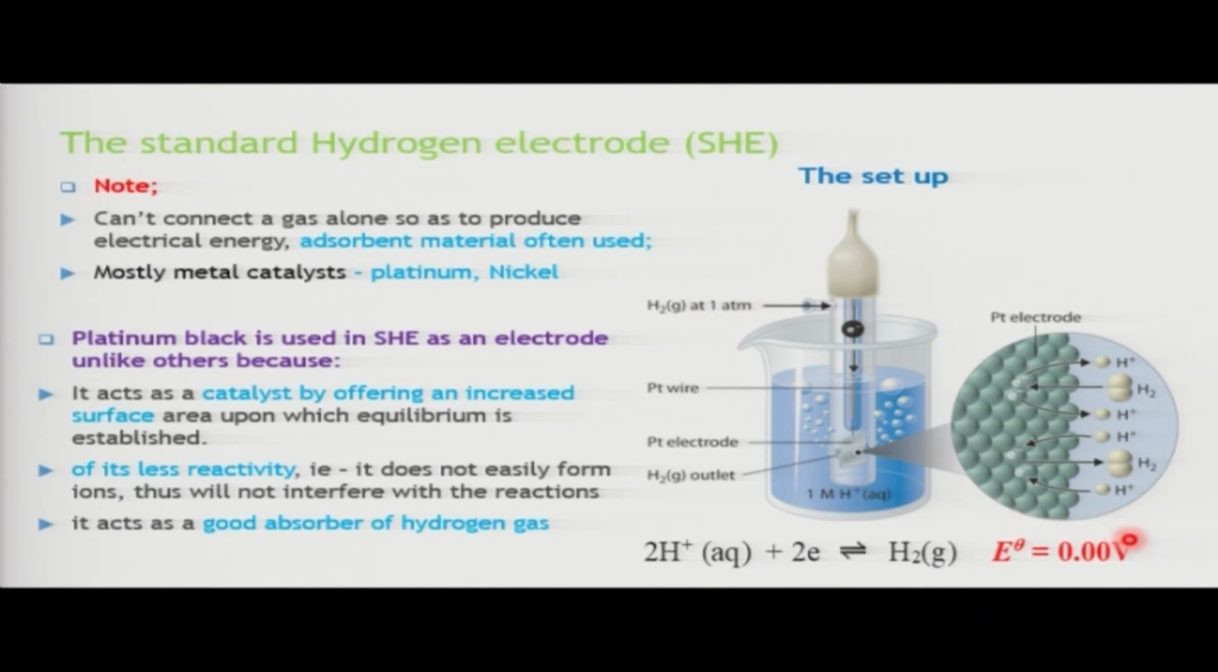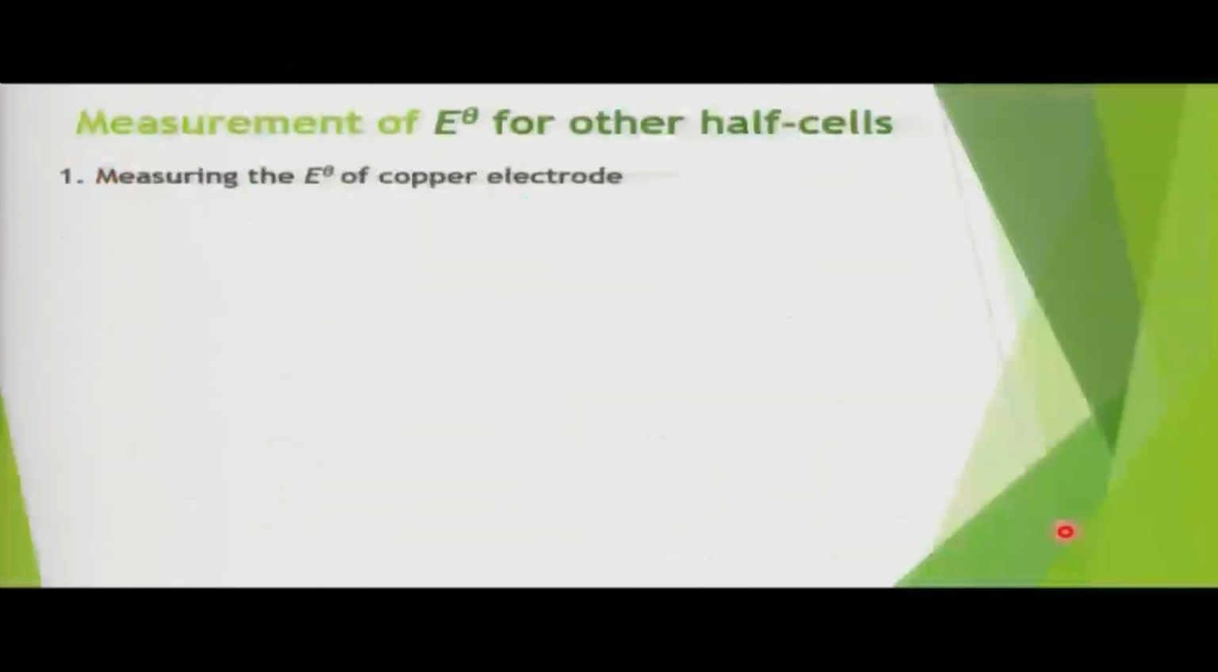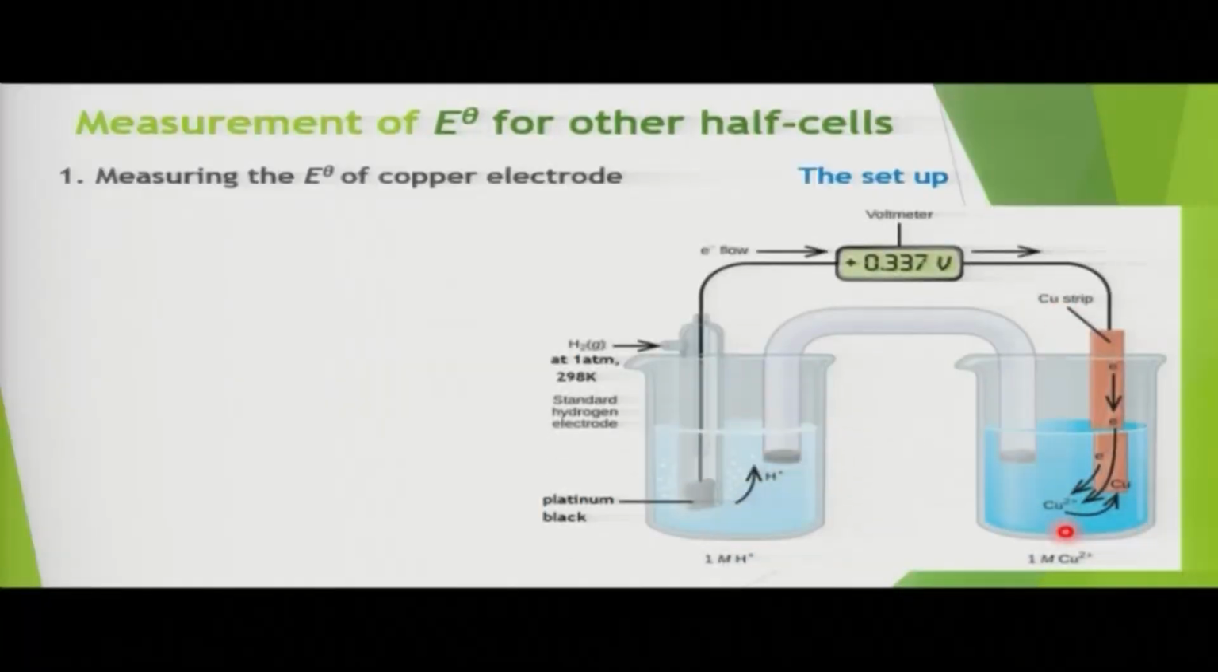with its potential already known. So how is it used to determine the potentials for other half cells? We're looking at an example of a copper electrode. So this is the setup. What happens, just connect your SHE with the other half cell you want to determine.